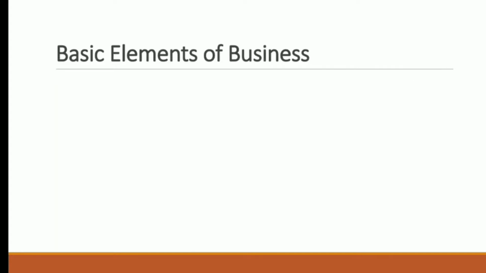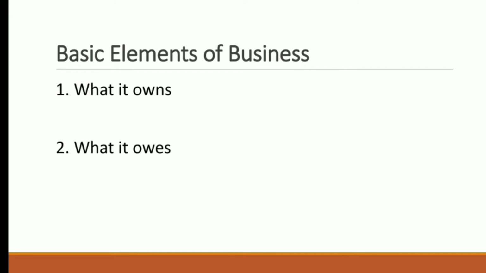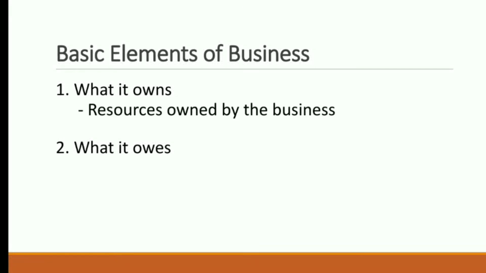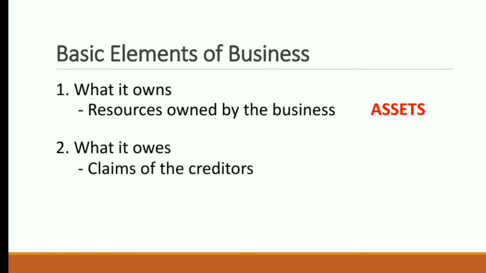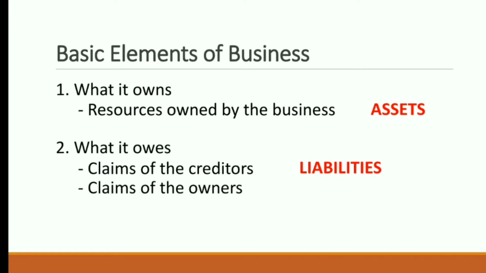There are two basic elements of a business, and these are what it owns and what it owes. What it owns actually refers to the resources owned by the business, or mga resources na pagmamay-ari ng business, and these are called the assets. What it owes refers to the claims of the creditors called liabilities, and claims of the owners called owner's equity.